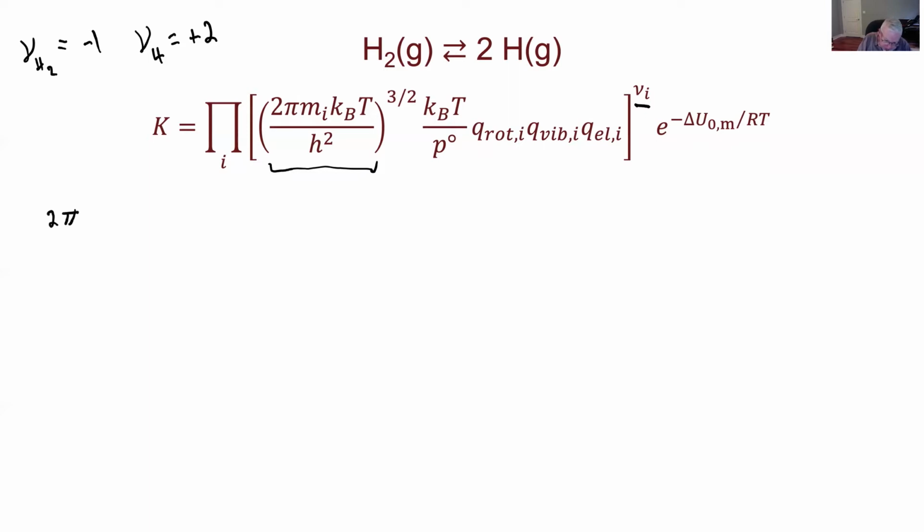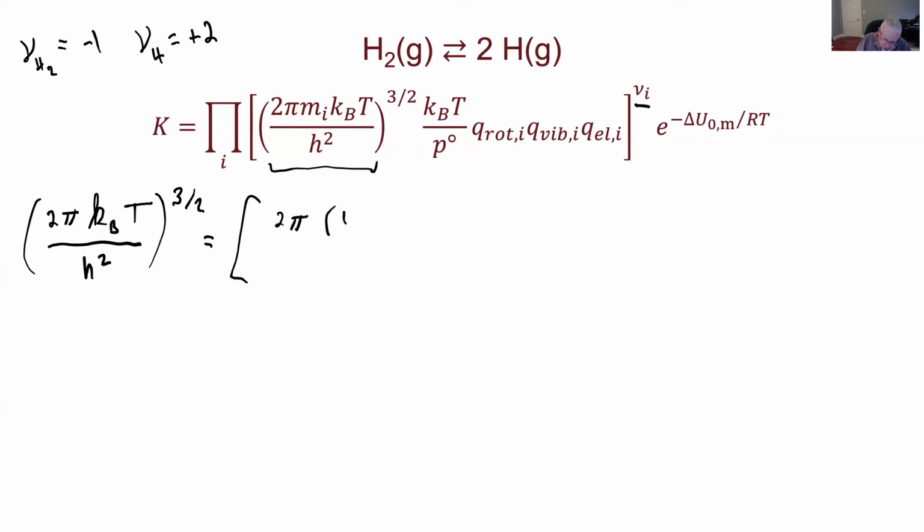So I'm going to do 2 pi Boltzmann's constant and the temperature, all over Planck's constant squared, and I'm going to find that to the 3/2 power. Okay, so let's give ourselves brackets. That's 2 pi. Boltzmann is 1.38 times 10 to the -23. That's in joules per Kelvin.